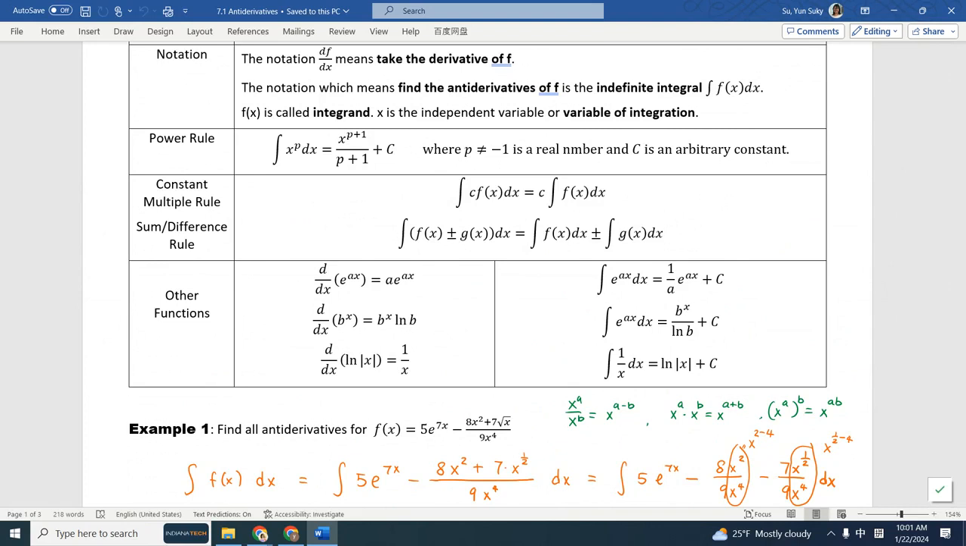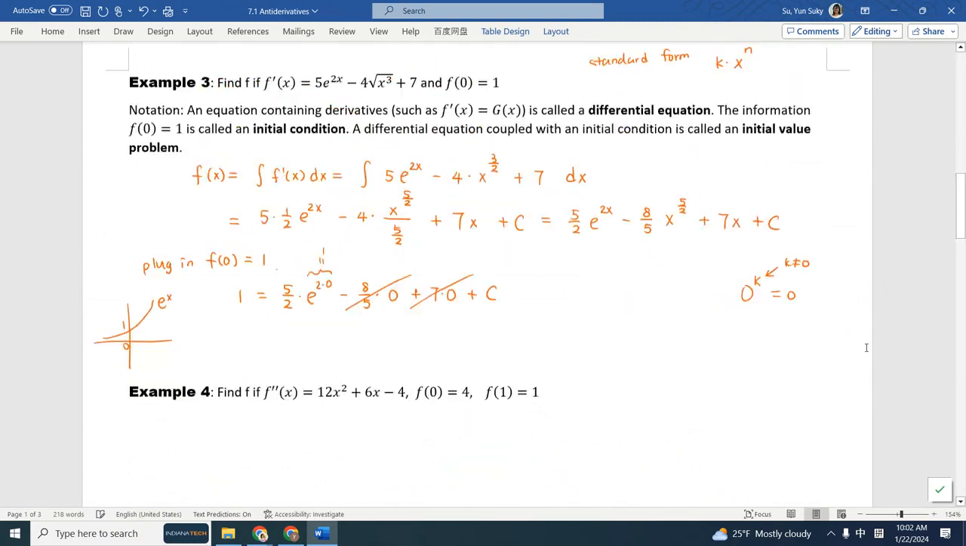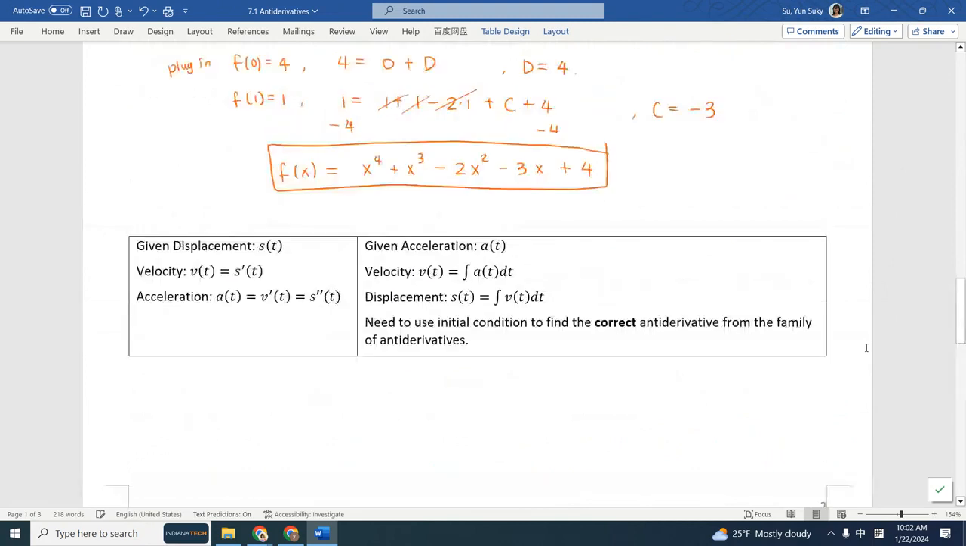And the integral of b to the x. I see a typo here. This should be b to the x. So the integral of b to the x is b to the x divided by ln of b. And the integral of 1 over x is the natural log of the absolute value of x. Okay, let's continue to work on example 5.